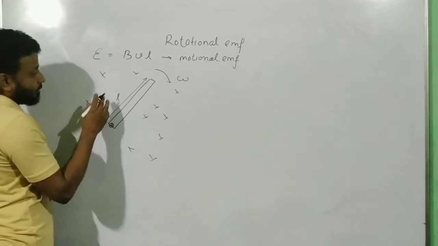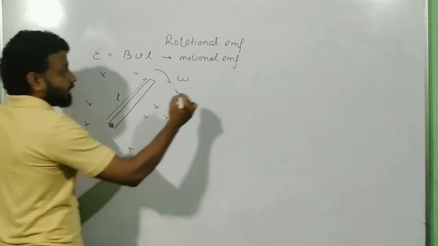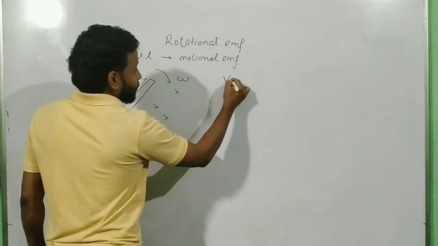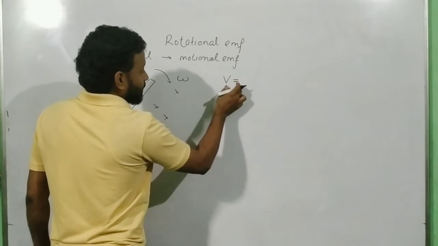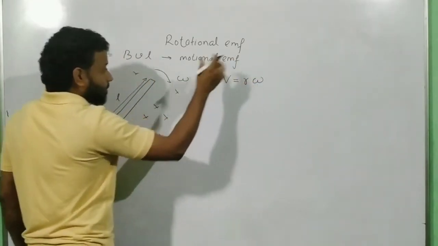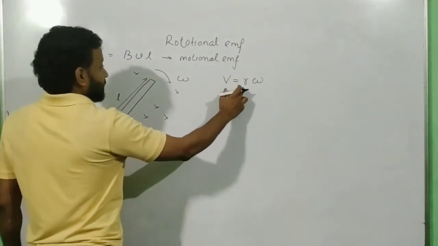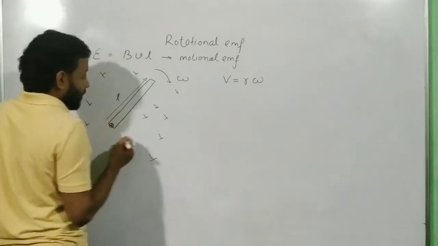Now for that, we will use the concept of rotational motion. If you do remember the formula for rotational motion, there is one formula of velocity and omega, and that is V is equal to r times omega. If you remember class 11 rotational mechanics, this is called tangential velocity, and this is equal to the radius times omega, the angular velocity.